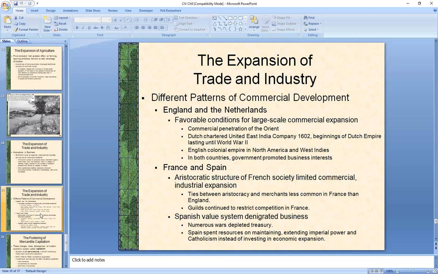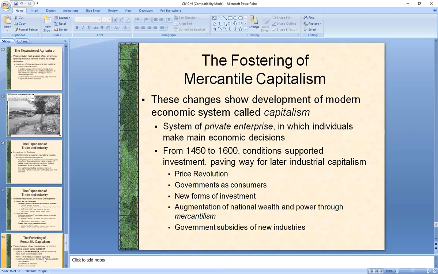Okay, I'm going to skip over the expansion of trade and industry. And actually, we'll just mention here that the changes that we see developing during this time eventually lead to what we now know as capitalism, with a system of private enterprise where individuals make their own economic decisions.